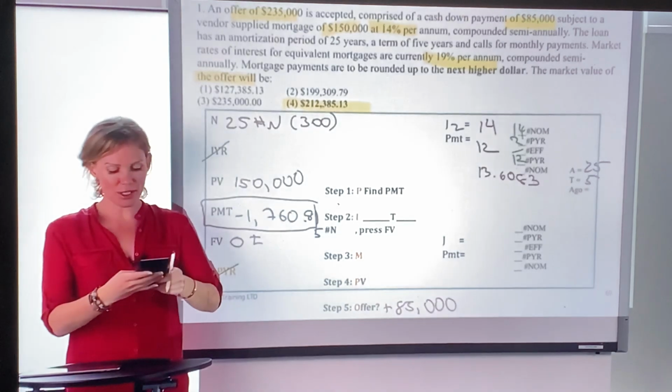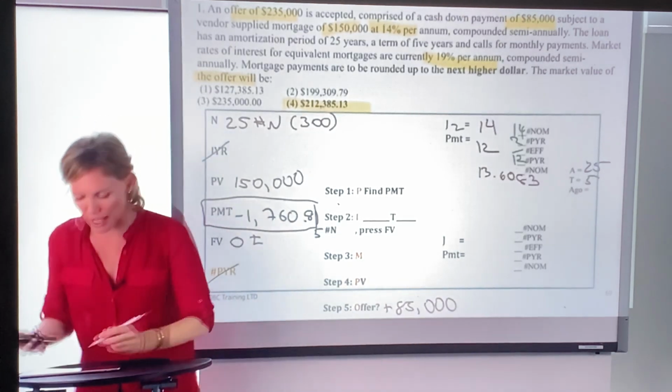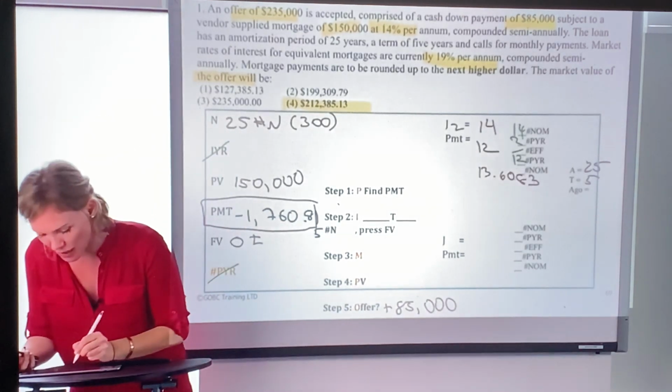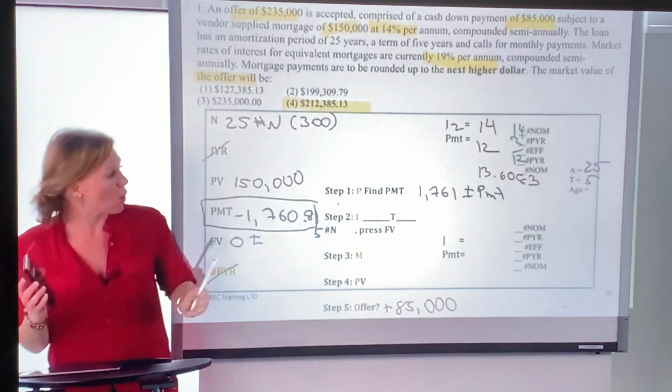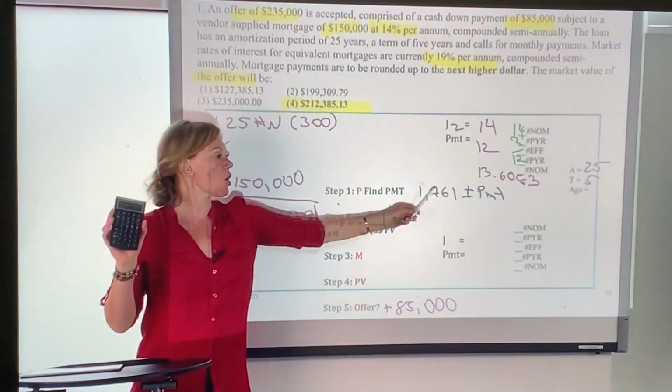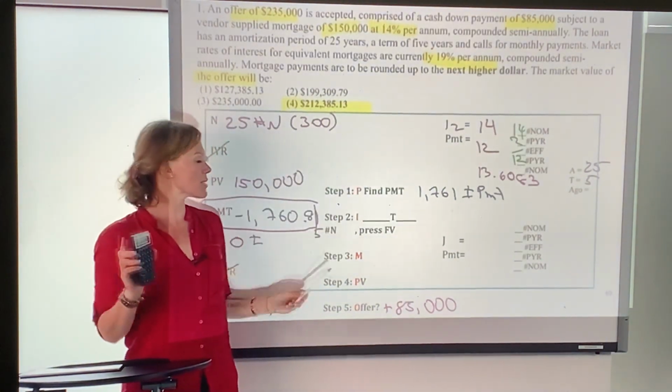Let's do this. 1761 plus minus PMT. Plug it back in. Make sure it's negative. Make sure it shows up on your screen as is. 1761 plus minus PMT. Only when you see that payment as a negative number on your screen with the next higher dollar, step number 1 is done. And then we can go for step number 2.